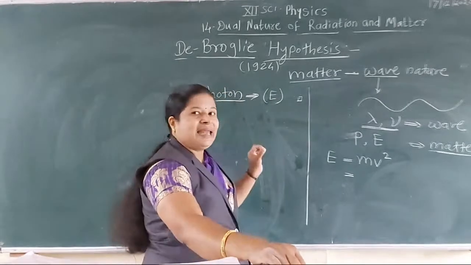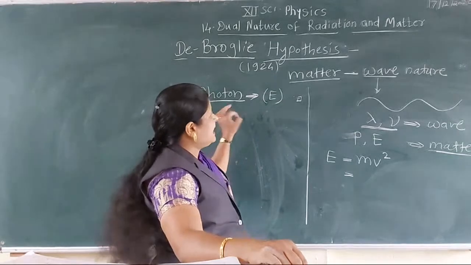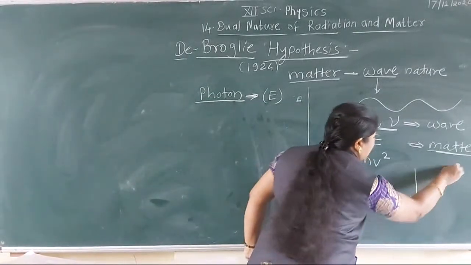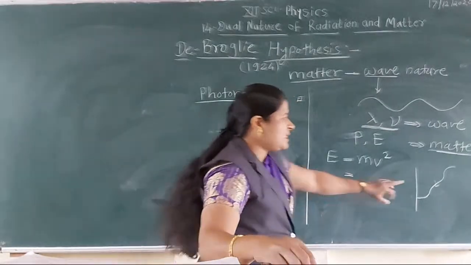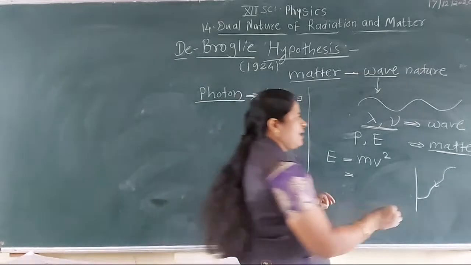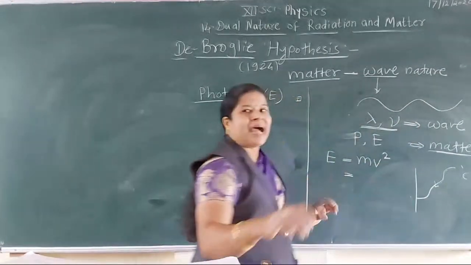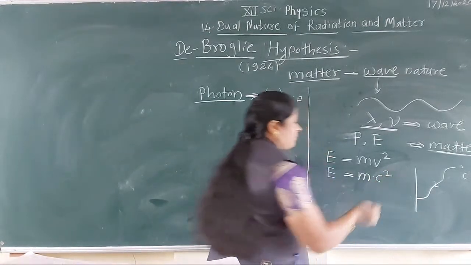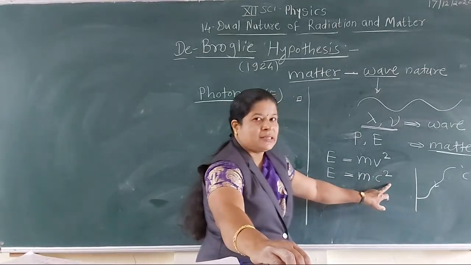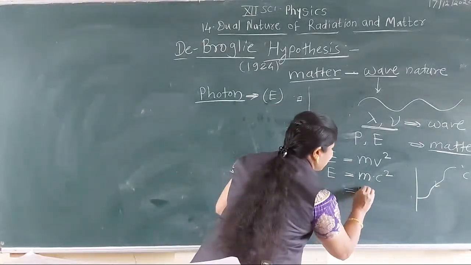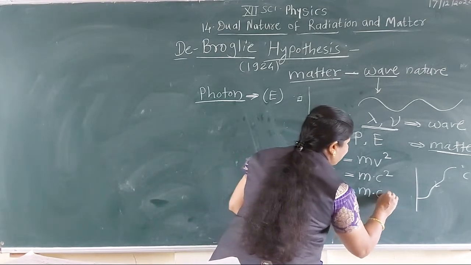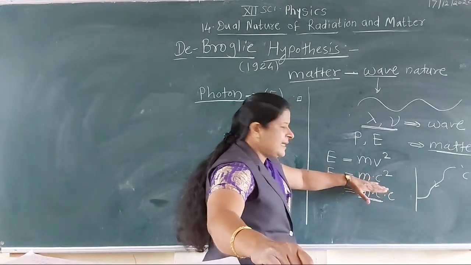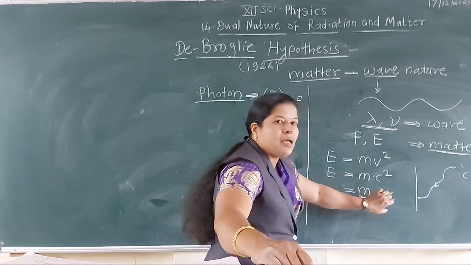Now we consider electromagnetic radiation. This radiation has velocity, and we write this velocity by the letter c. So this equation becomes E is equal to m multiplied by c square, that is, m multiplied by c into c.